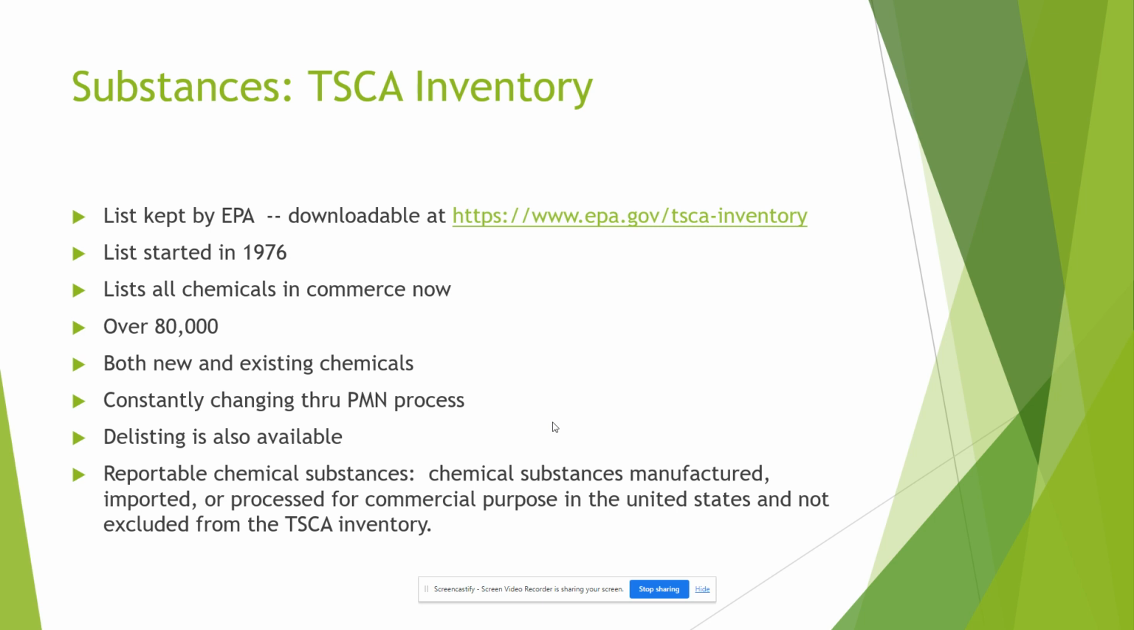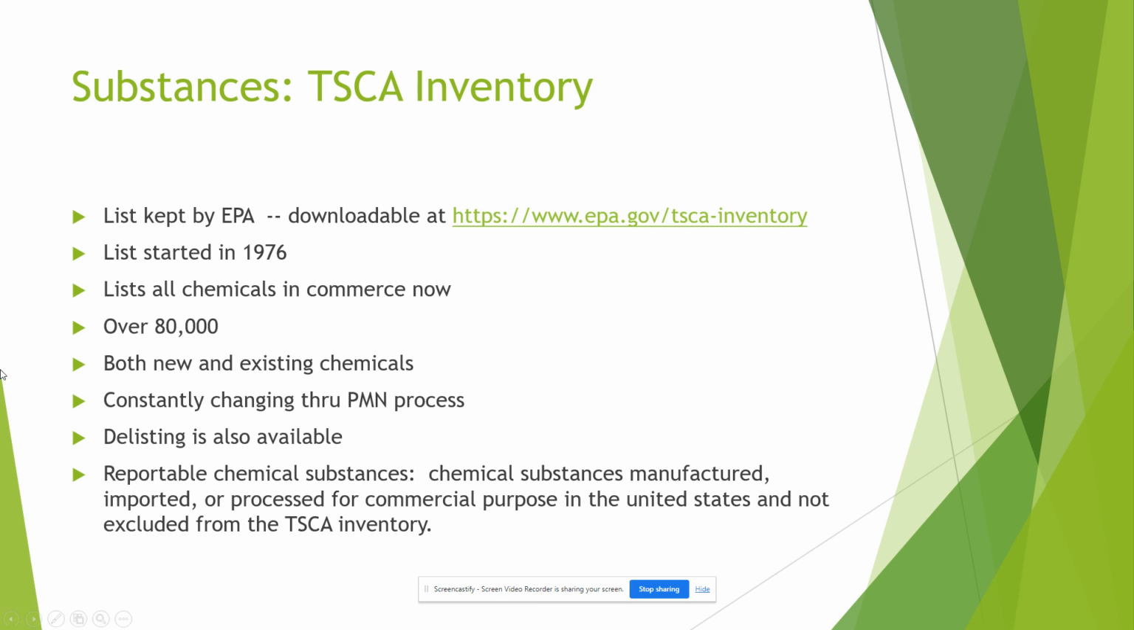And this list is kept online because it is constantly changing, right? If they're no longer manufacturing them, it gets off the list. If there are new chemicals, they add. And then, when we get this pre-manufacturer notice, it goes on the TSCA inventory.